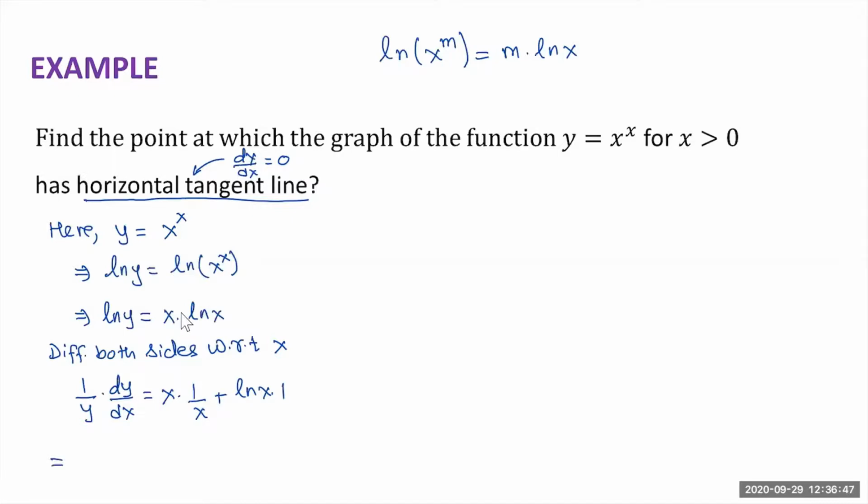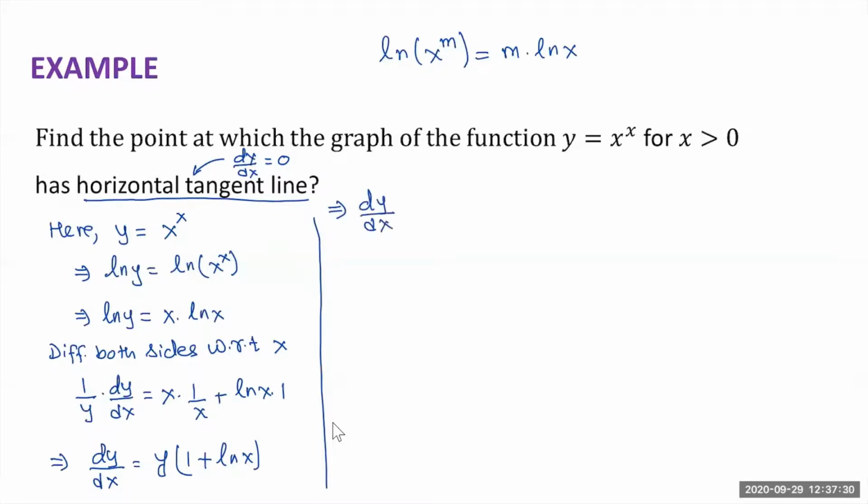So if I just want to find dy over dx, if I just want to find the derivative, look at the screen carefully, here this y is dividing, that's the meaning of 1 over y. I have to multiply on both sides by y to cancel this one. So the right hand side will get multiplied by y, then x multiplied to 1 over x. X and x cancel, it will be 1 plus natural log of x multiplied to 1, which is natural log of x.